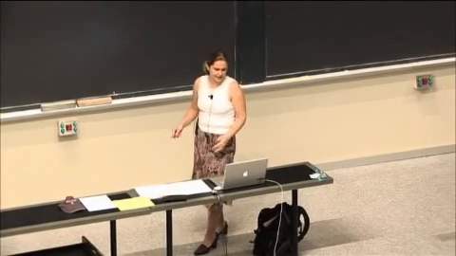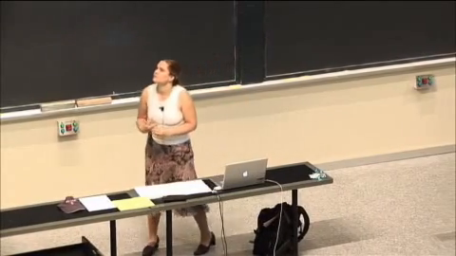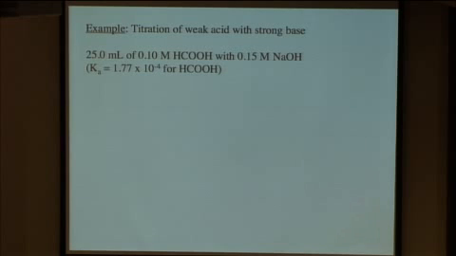So let's do an example. We're going to titrate a weak acid with a strong base. We have 25 mL of 0.1 molar acid with 0.15 moles of a strong base, NaOH. We're given the Ka for the acid. First, we start with 0 mL of the strong base added.